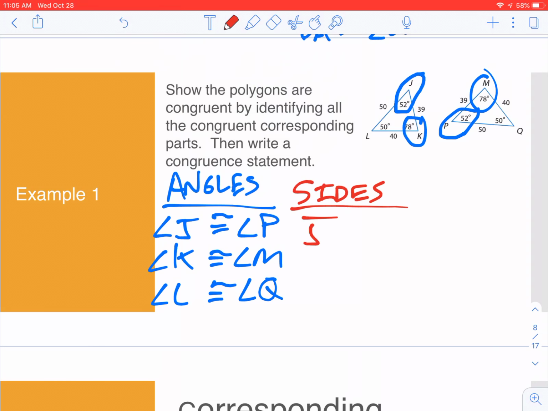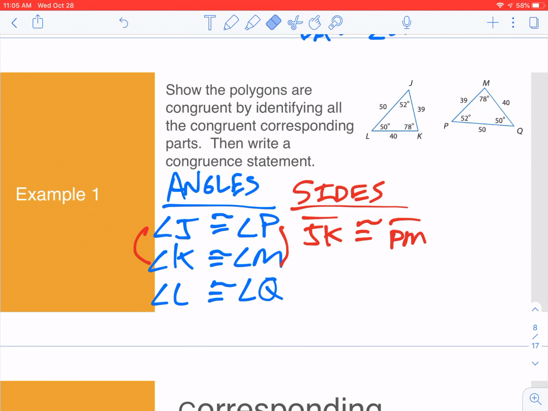I know that JK will be congruent to PM. I didn't have to look at my picture because I see JK here and PM here. Let me show you in the picture though. We have JK 39, PM 39.